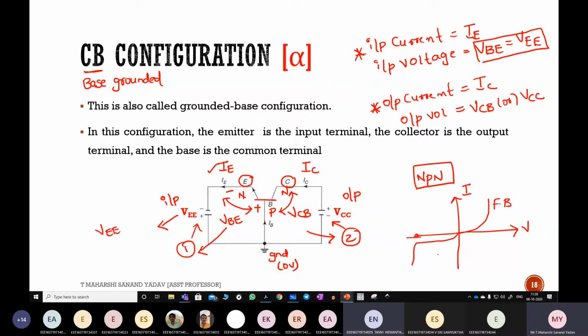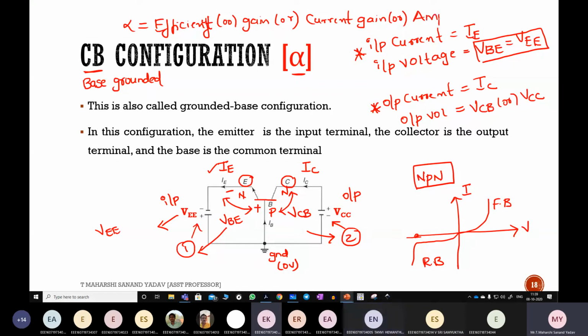This is forward biased in case of a diode, and this is reverse biased. And what about this alpha? Efficiency, or it can also be called gain, current gain, or simply amplification factor. These are the names for this alpha.